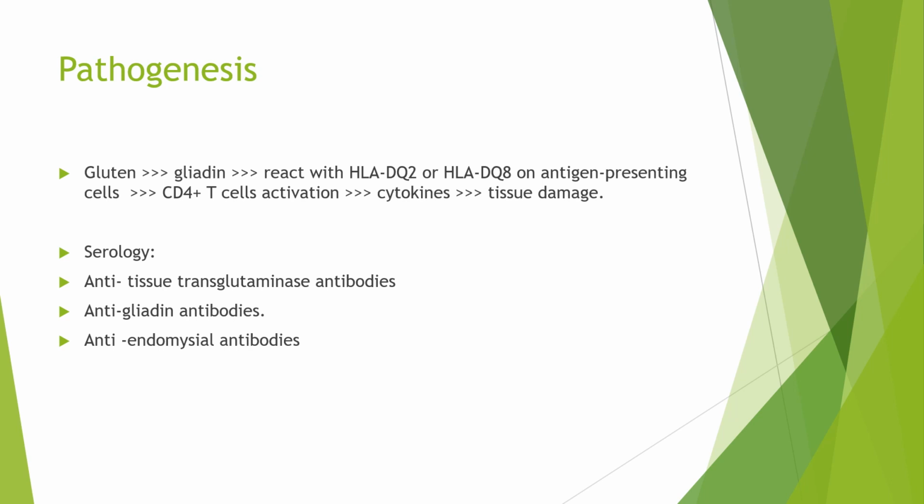The serologic markers present in these patients are anti-tissue transglutaminase antibody, anti-gliadin antibody, and anti-endomysial antibody. It is not known exactly whether they are the result of the disease or the cause of the disease. But they are elevated in these patients and they are used in the diagnosis and in the monitoring of the response to treatment because they are supposed to decrease and decline after 3 to 6 months of gluten-free diet.